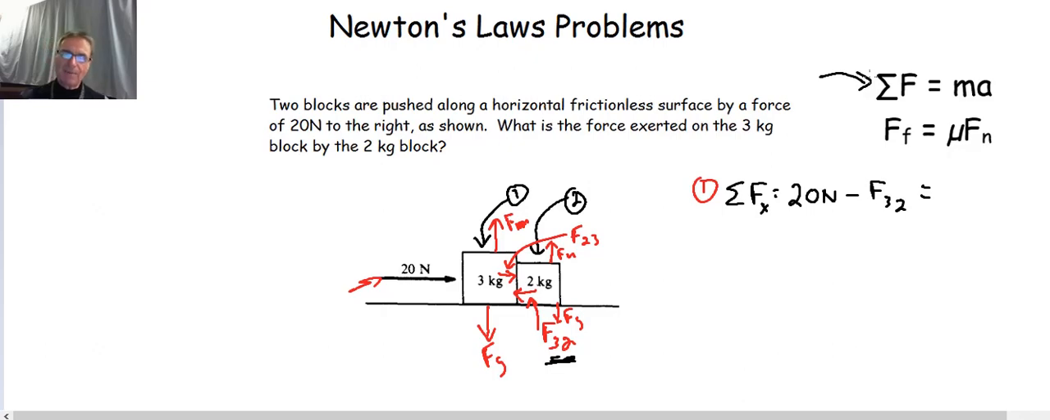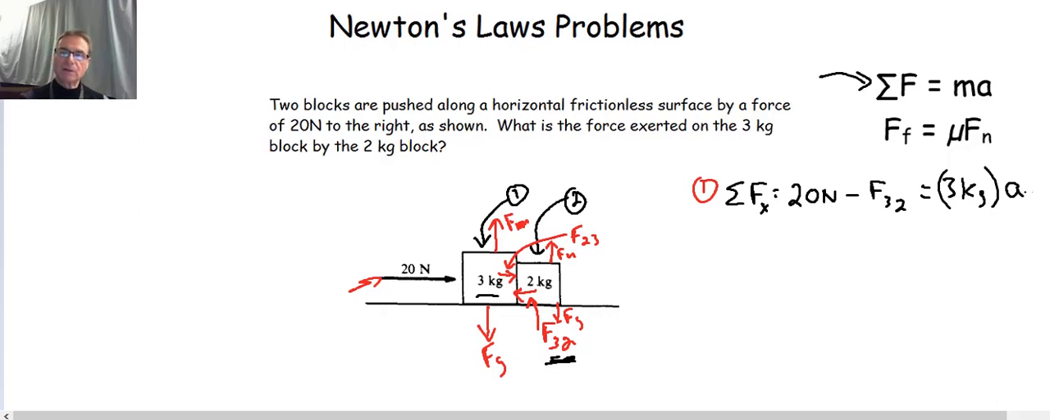All right, so ma, well, the mass of our 3 kilogram block is 3 kilograms, right? And we don't know A. Okay, we'd like to know A at some point. It's going to help us out. So that's the equation for block 1.